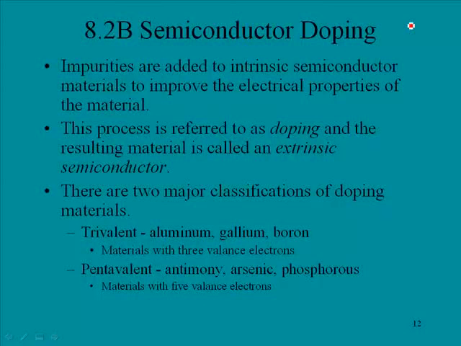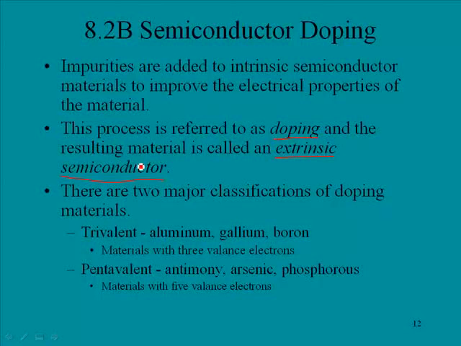Okay, we're continuing in 8.2 with semiconductor doping. Impurities are added to intrinsic semiconductor materials to improve the electrical properties of the material. The process is referred to as doping, and the resulting material is called an extrinsic semiconductor. That's versus the intrinsic semiconductor we talked about previously.